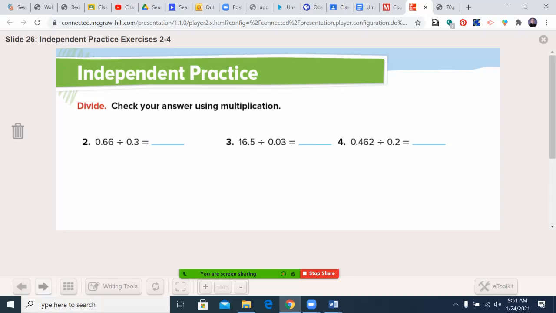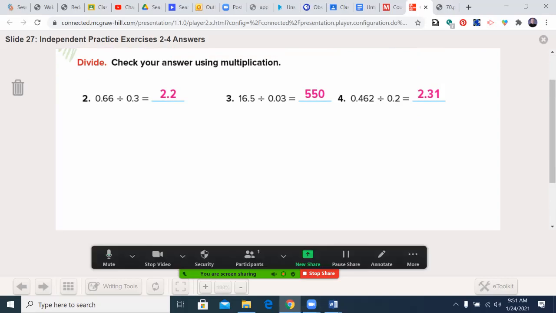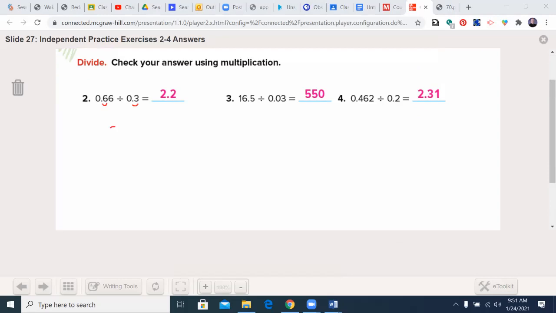Welcome back. Let's see how you did. 2.2 for number 2 and 550 for number 3. As the first ones, let's realize we're going to multiply both by 10. So I'm really going to get 3 into 6.6. Put it up there. 3 goes into 6 twice. And I'll subtract. I compare. I bring down. I get a 6. I know that's still going to be a 2. 2 times 3 is 6.